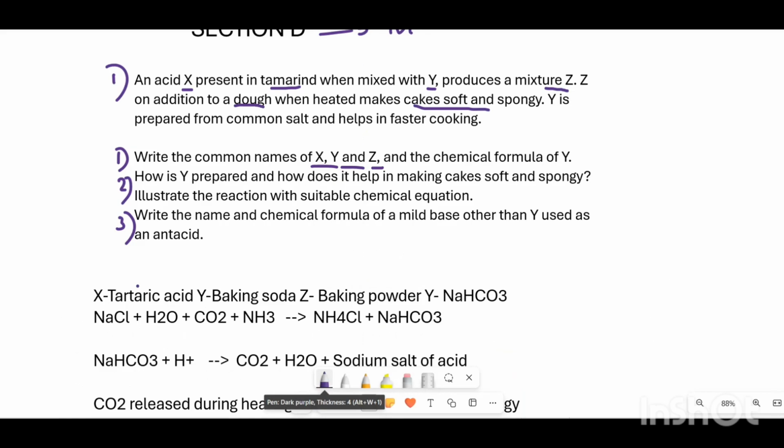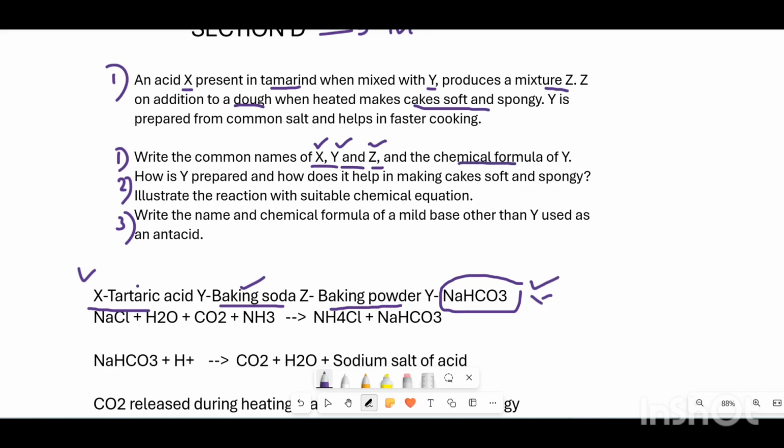So X is tartaric acid and Y is baking soda. So that we get baking powder. They are asking the preparation of baking powder. Baking powder is prepared by mixing tartaric acid with baking soda. Okay. And the baking soda formula is NaHCO3. So X is tartaric acid, Y is baking soda, Z is baking powder. The chemical formula of Y is NaHCO3.